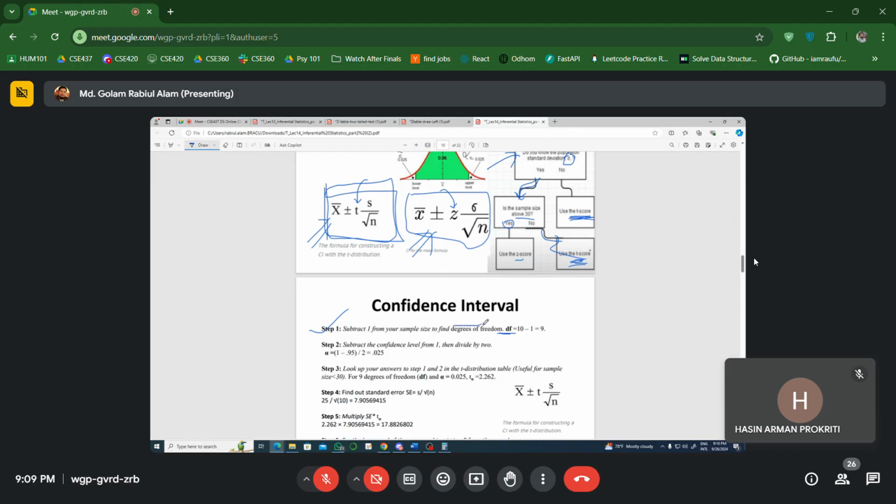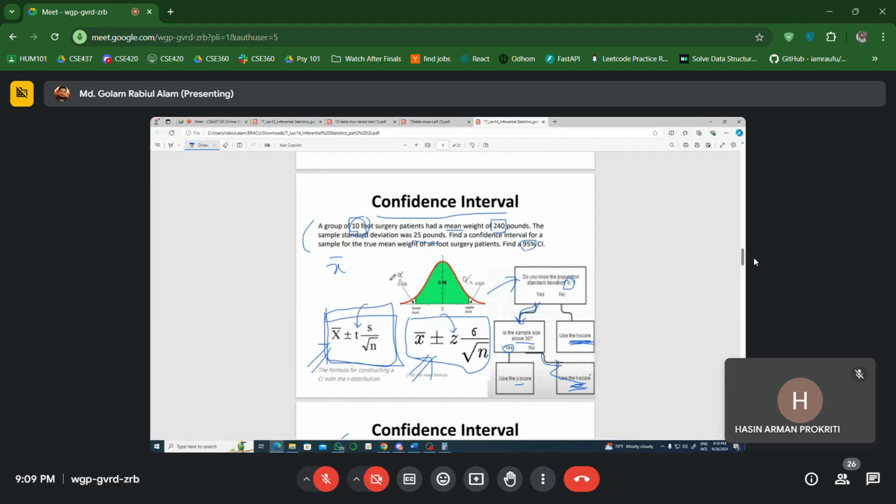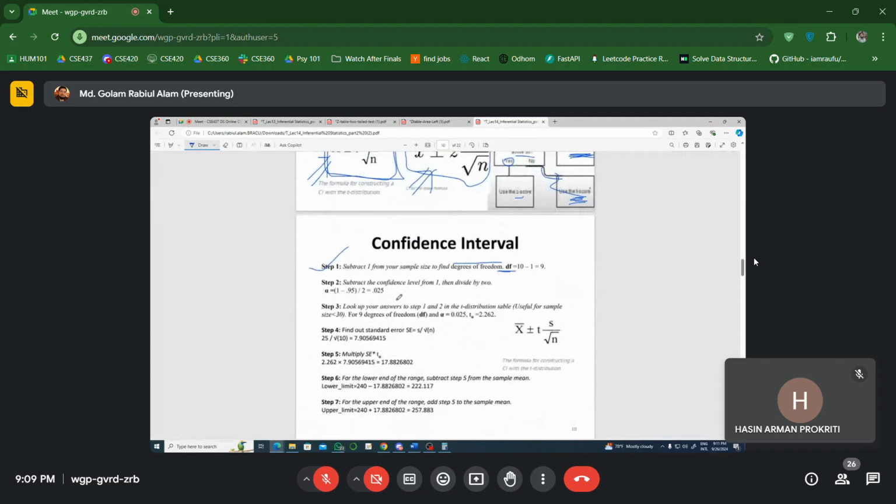Degree of freedom. What does it actually mean? It means that we have a mean value like this one. If we know just the nine people's weights, then we can calculate the 10th person's weight, and we can also calculate the mean. So we have this mean, and if we know these 9 people's weights, then we can find out the other person's weight also. So that means our degree of freedom here is 9. 10 minus 1 is 9.